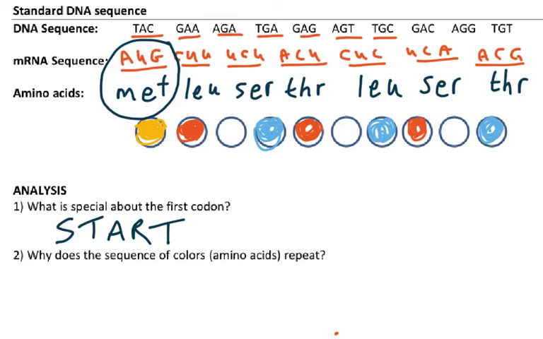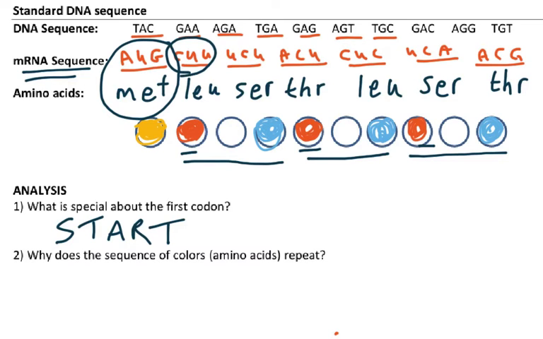Number 2, why does the sequence of colors or amino acids repeat? Notice that we have red, white, blue, red, white, blue, red, white, blue. However, if you look up above in the mRNA sequence, even though we have the same colors, we don't necessarily have the same codons. And so, why might this be?